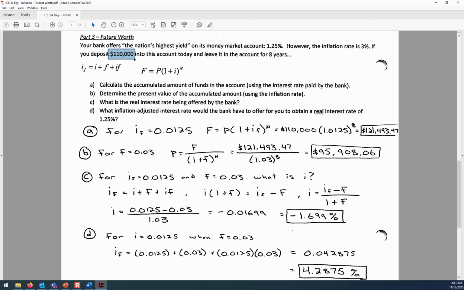So now in part C, the real interest rate. What we know so far is I sub f and f, and we need to find out what the real interest rate I is. A little bit of algebra here. Algebra rodeo. We have to rearrange the equation to solve for I. We factor out I from the right-hand side of the equation, and rearrange by dividing both sides by 1 plus f. And here's the formula that we can substitute into and find out what our real rate of return is.